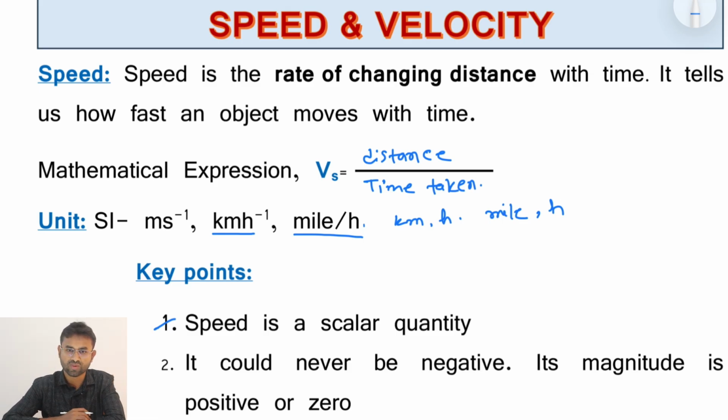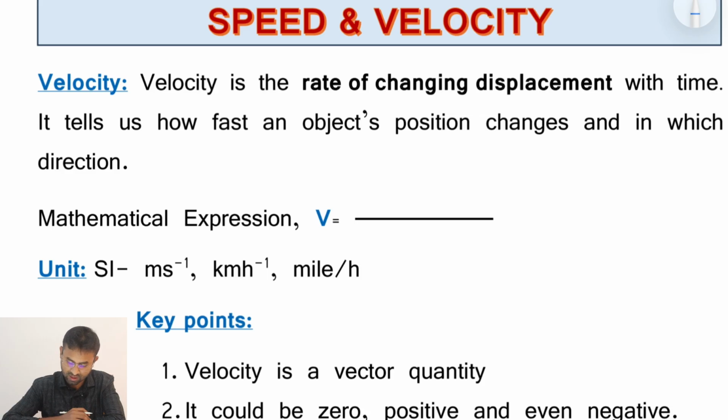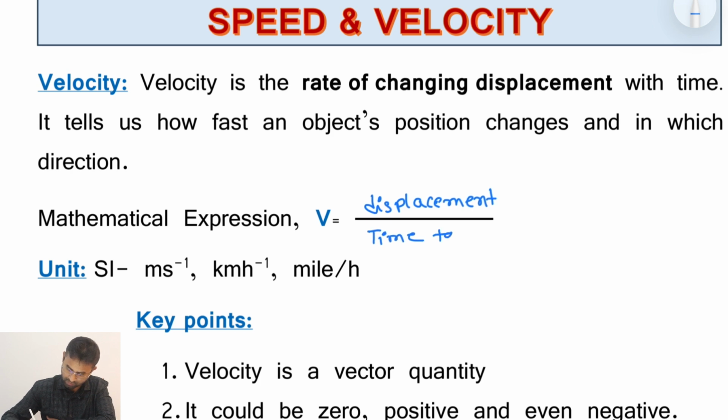Now let's move to the velocity. Velocity is the rate of changing displacement with time. It tells us how fast an object's position changes and in which direction. So the mathematical expression for velocity will be displacement over time taken. And the unit of velocity is similar to the speed, that is meter per second, kilometer per hour, mile per hour.